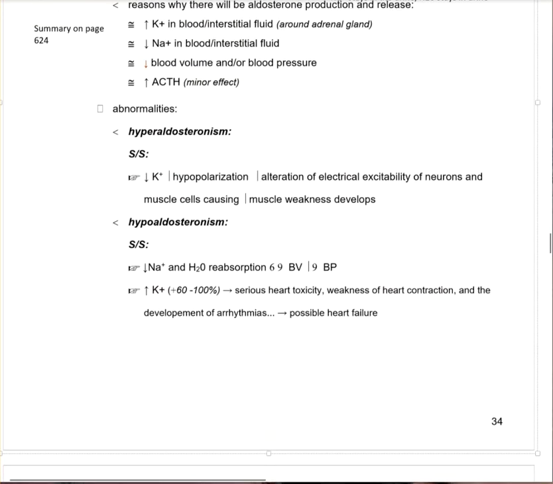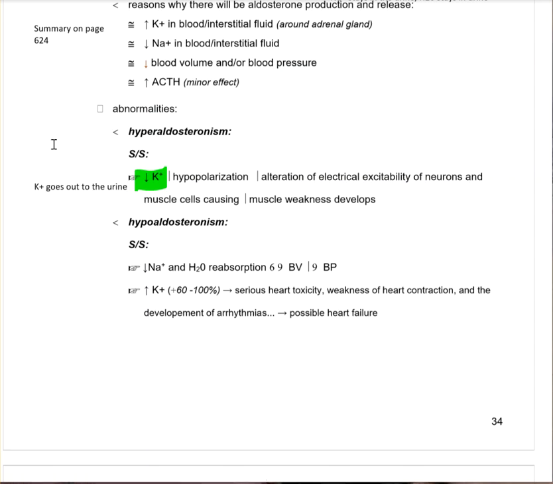Now, a couple abnormalities. Hyperaldosteronism. So high amounts of aldosterone released. So think about what happens if that's the case. We're going to bring back lots of sodium. And so then what's going to happen to the potassium? Because remember, they tend to go in opposite of each other. So if the potassium is there, that means that potassium goes out to the urine.